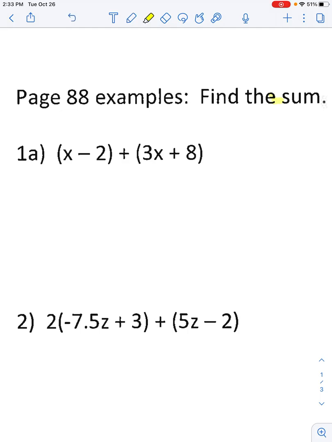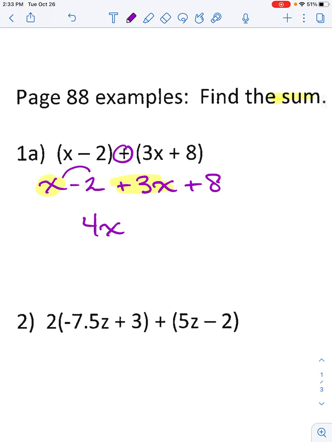When we are finding the sum, there's nothing to distribute, so we can just bring down x minus 2 out of parentheses. And since this is adding, we can just bring down plus 3x plus 8. Everything just comes out of parentheses. There's nothing to distribute. And then we can begin to combine like terms. I have 1x and 3x, which gives me 4x. And then I have a negative 2 plus 8, which gives me a positive 6. So I have 4x plus 6.